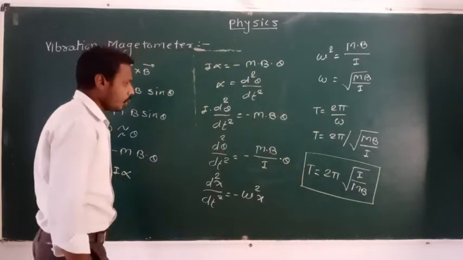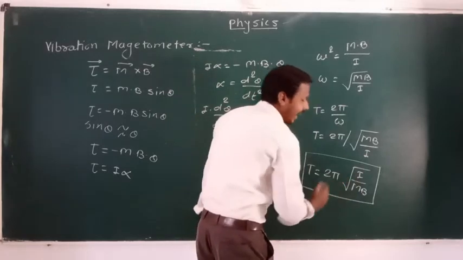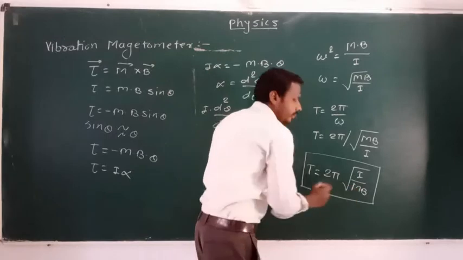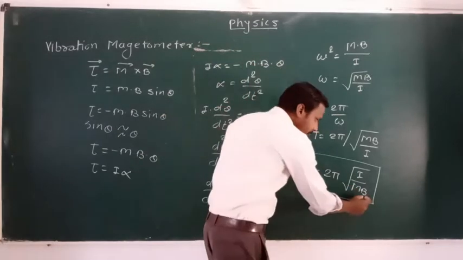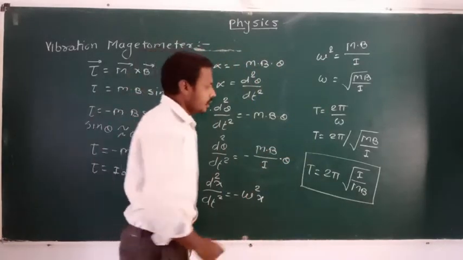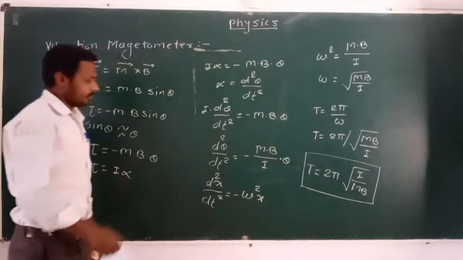Where t is the time period, 2 pi is a constant, I is the moment of inertia of the bar magnet, m is the magnetic dipole moment of the bar magnet, and b is the external magnetic field in which that bar magnet is kept.